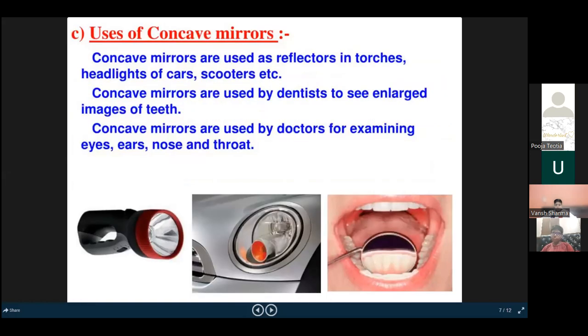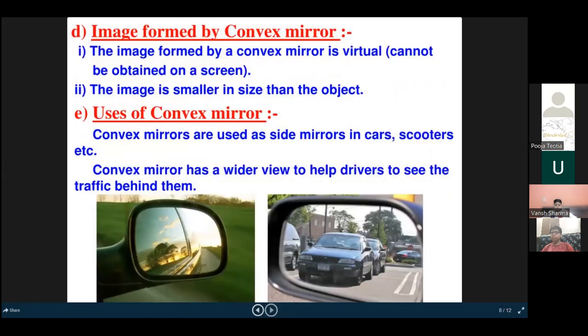Uses of concave mirror. Very simple uses. Already you know: reflectors in torches, used by dentists for examining ears, nose, throat. You know that. Next one. See, a very small bulb is there in the torches, but the light reaches a large area.